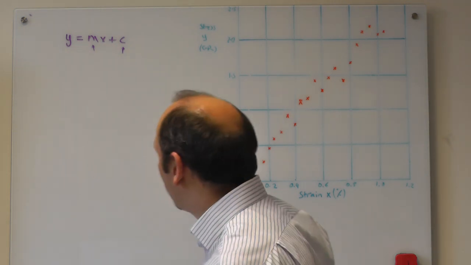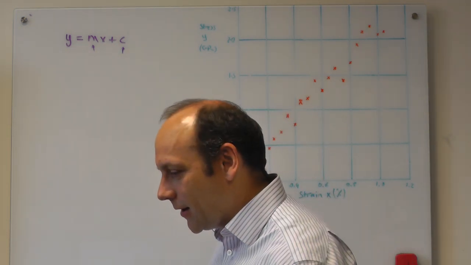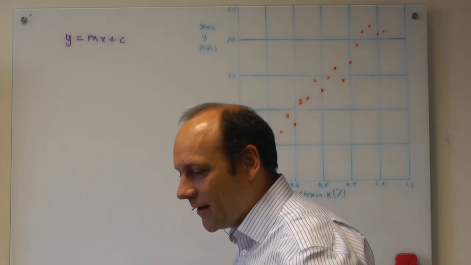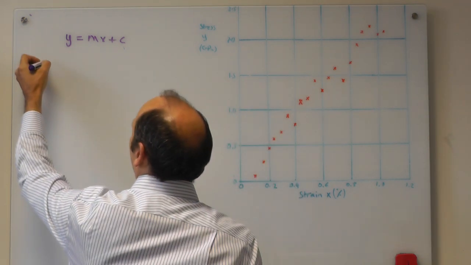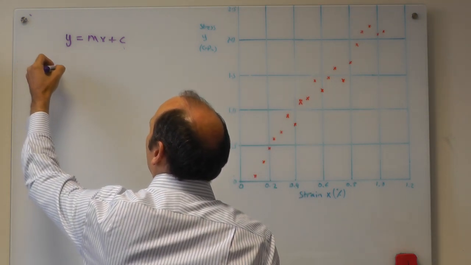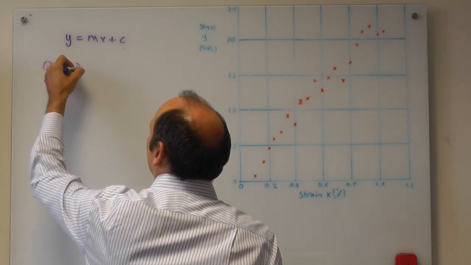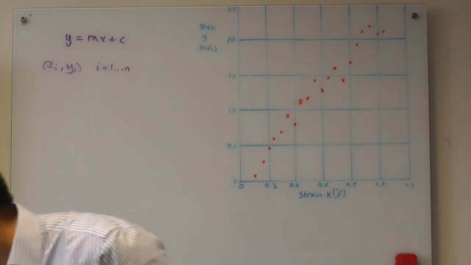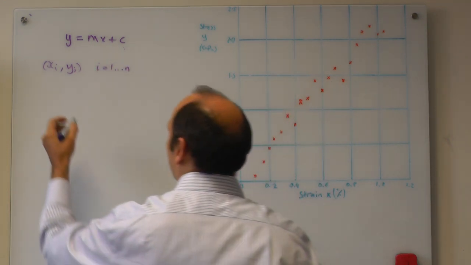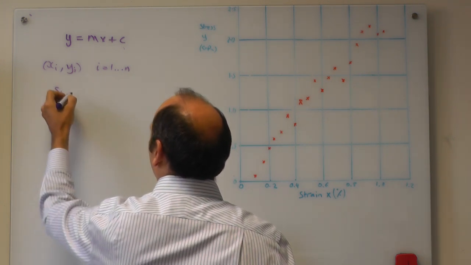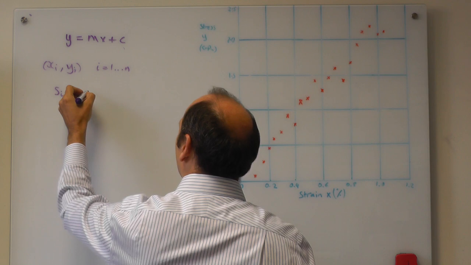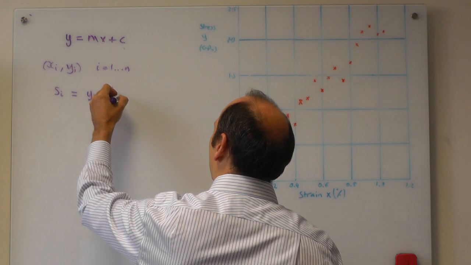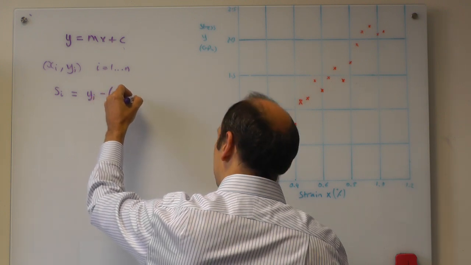And the standard method for doing this is called a least squares minimization, and we'll see what that means. So if we assume that we can find m and c, we can then compute for each. We've got a bunch of data in xi, yi pairs for i equals 1 through to N. Those are all our data. And for each data point, we can define a residual si as being the deviation of the measured y from the predicted y, if you like, so m xi plus c.